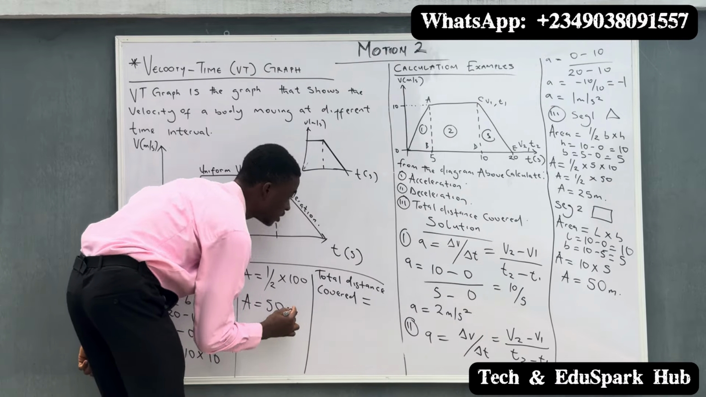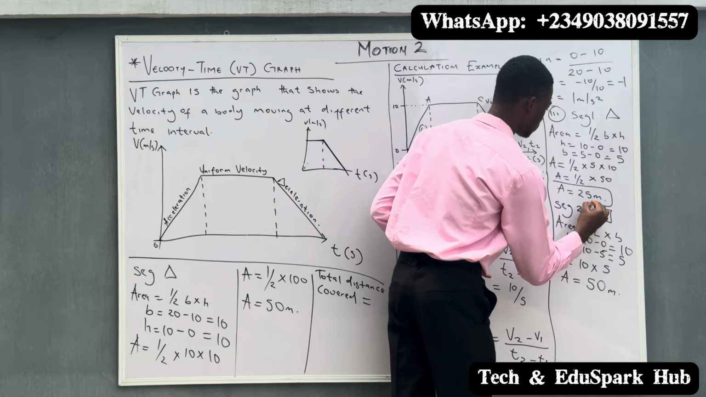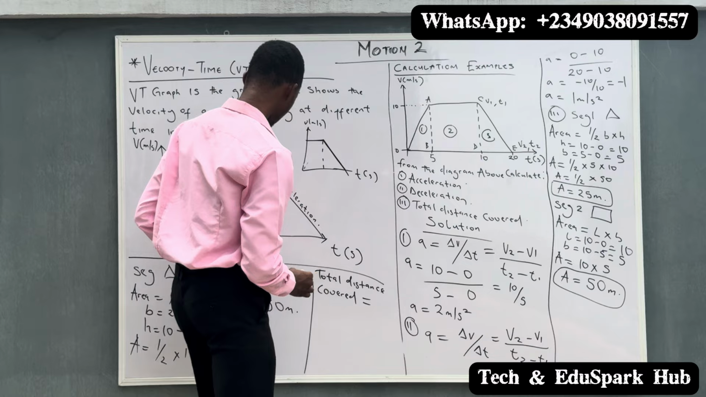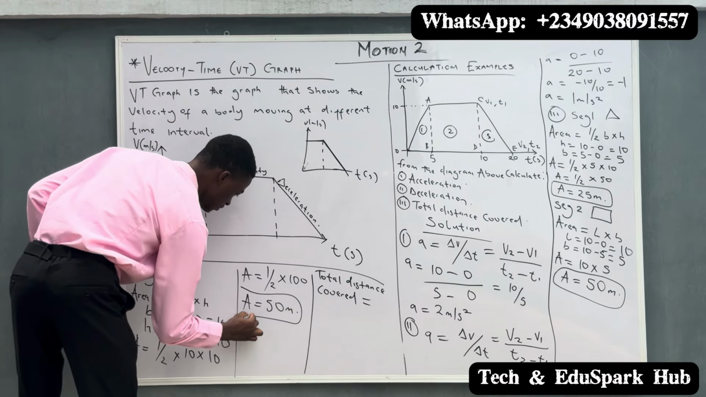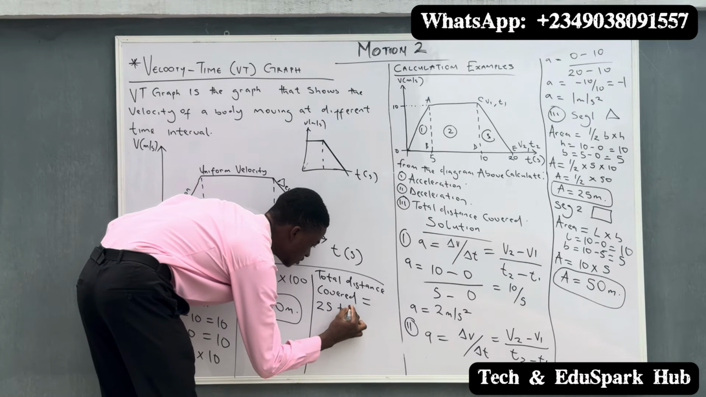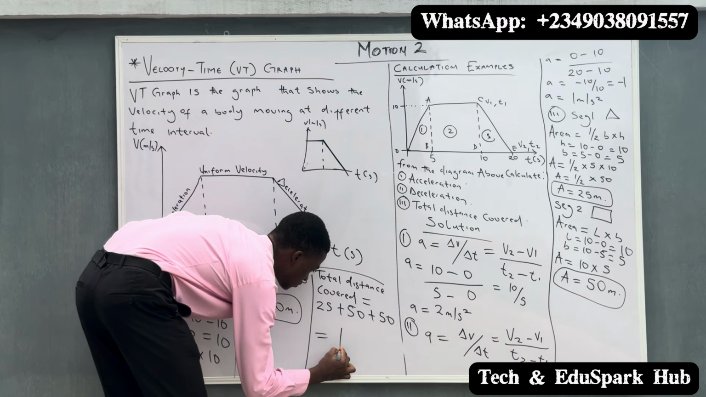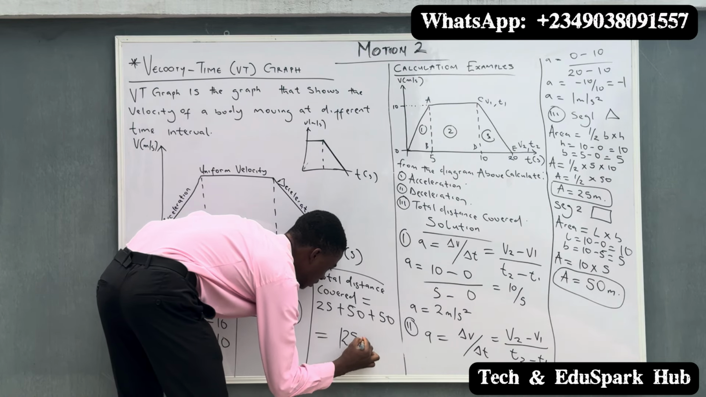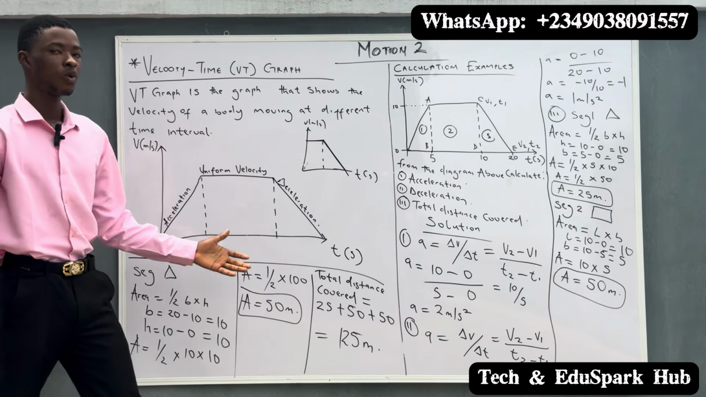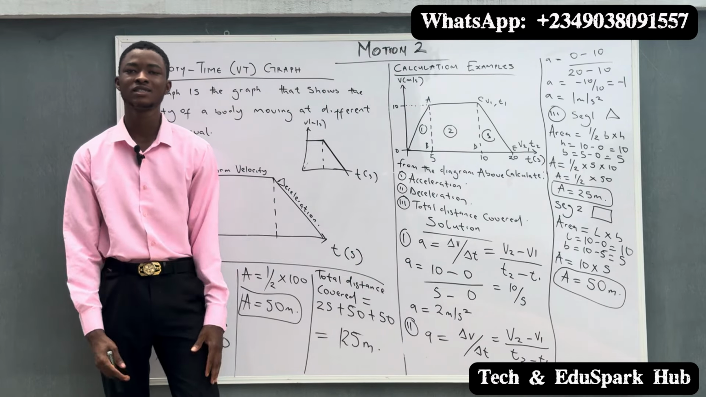So in this case, our total distance covered will be equal to, so we have our first area, which is what? 25. This is our first area, this is our second area, and lastly we have our third area here. So we have 25 plus 50 plus 50. So our total distance covered will be given as 125 meters. This is our final answer to a question of this type. 125 meters is correct. So this is how you solve questions under the velocity time graph.